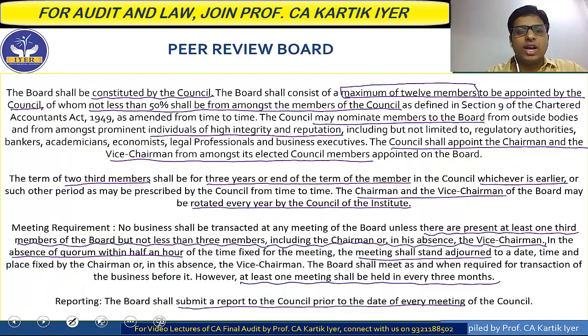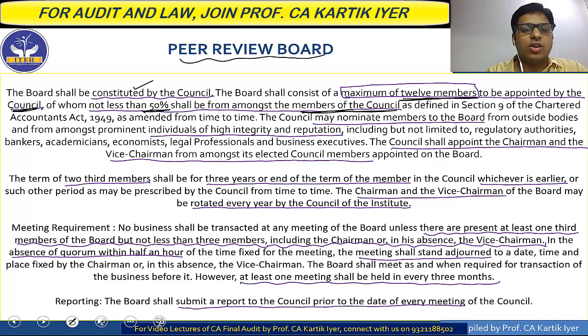Now you have something in relation to the peer review board. This is important from an MCQ perspective because there are a lot of small points here. First, they are talking about the peer review board, that is, the board shall be constituted by the council. The board shall consist of a maximum of 12 members to be appointed by the council, of whom at least 50% shall be from amongst the members of the council. So they are saying that at least 50% of the peer review board should consist of the council members of ICAI, as defined in section 9 of the Chartered Accountants Act 1949, as amended from time to time.